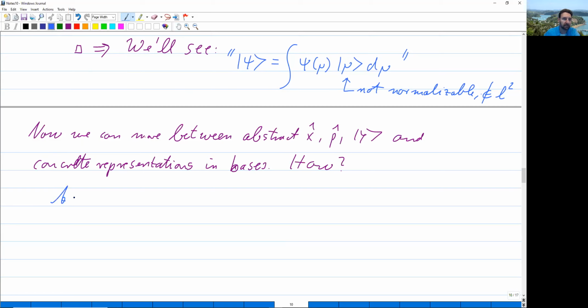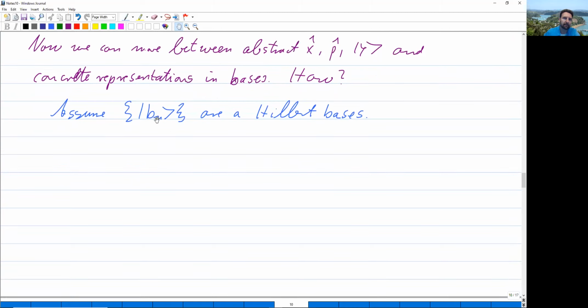Assume we have a Hilbert basis. Assume the Bn are a Hilbert basis. And remember, in quantum mechanics, the Hilbert space is separable. Therefore, the Hilbert basis is countable, and the n's really run through the integers, or the positive integers, for example. So assume a Hilbert basis, singular. So assume that these are a Hilbert basis.